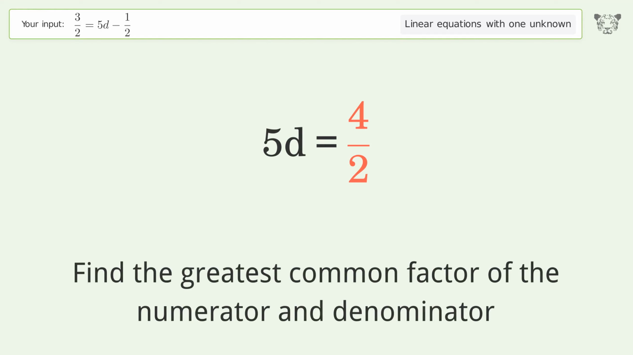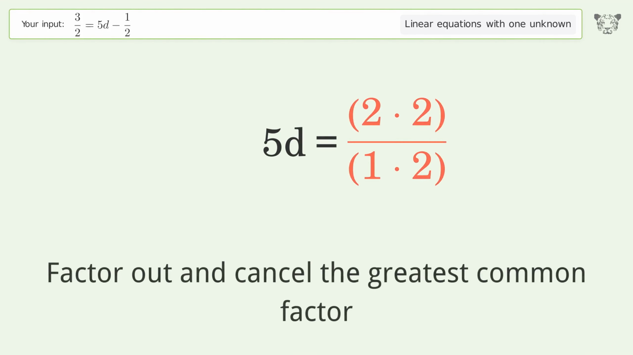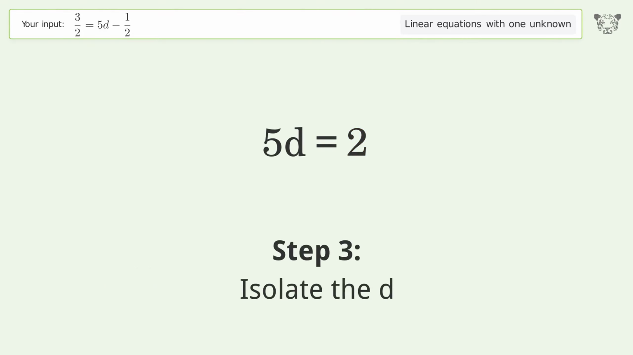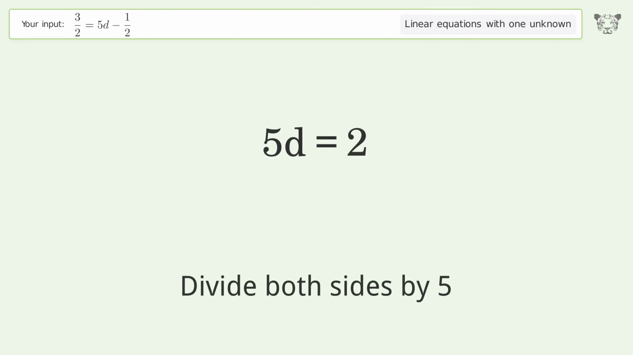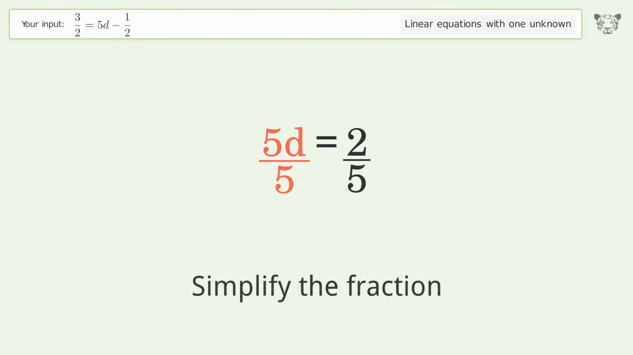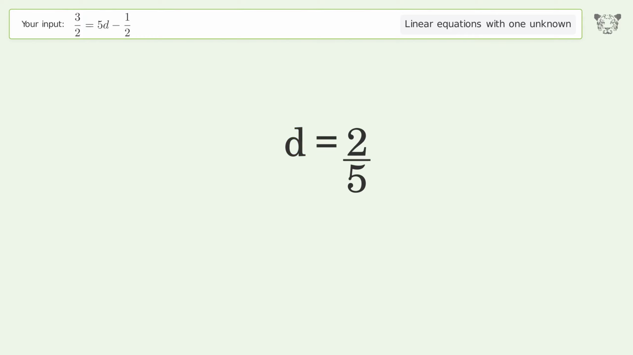Find the greatest common factor of the numerator and denominator. Factor out and cancel the greatest common factor. Isolate the d. Divide both sides by 5. Simplify the fraction. And so the final result is d equals 2 over 5.